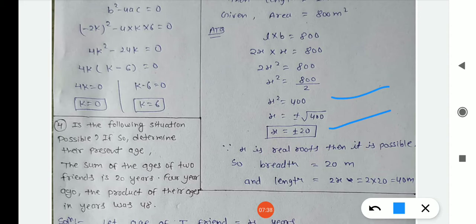So breadth is what? 20, because negative can't be possible, because length is not negative. So breadth is not negative. So length is 2x. It means 2 into 20. So it becomes 40 meter. So here breadth is 20 meter and length is 40 meter.